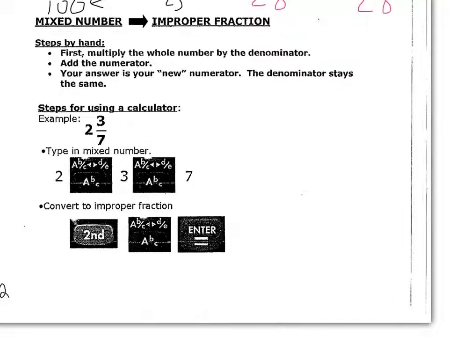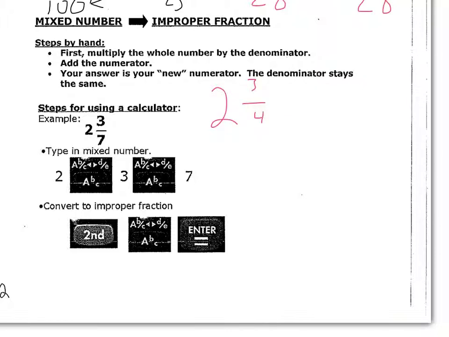Now we're going to move on to mixed numbers and turning them into improper fractions. Remember, a mixed number is a number where you have a whole number then a fraction. And an improper fraction means the numerator is greater than the denominator. Now there are 2 ways you can do this. You can do it by hand, and I'll teach you that first, then we can do it using a calculator. So let's try the example 2 3/4.